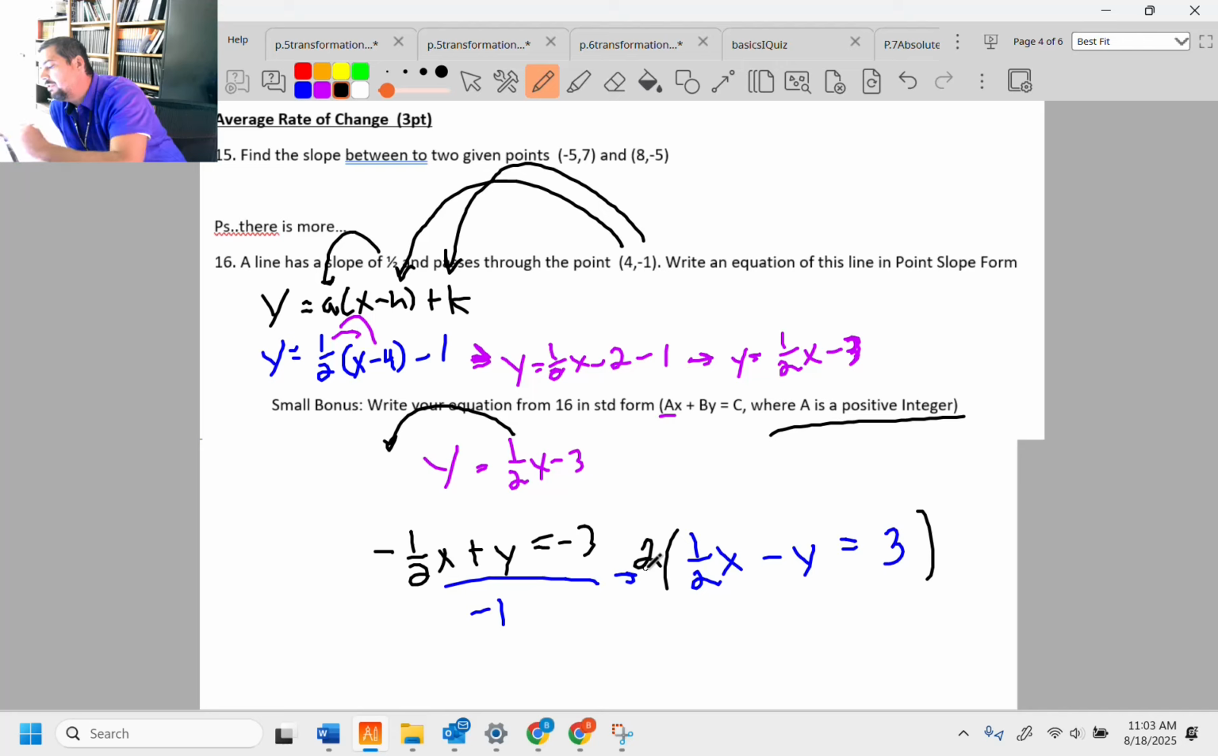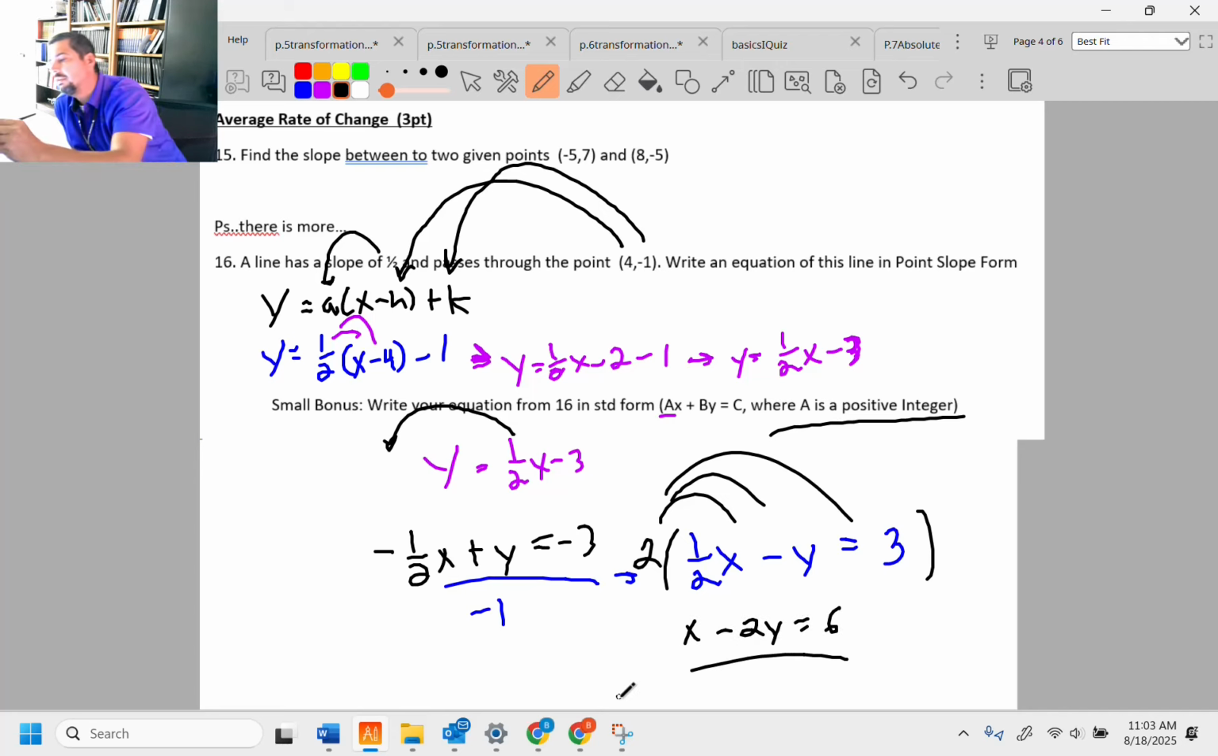But the opposite of division of 2 is multiplication of 2. So 2 everything. Half of 2 is 1. So 1x minus 2 times y, 2y. 2 times 3, 6. Easy peasy lemon squeezy. Move forward with your life.